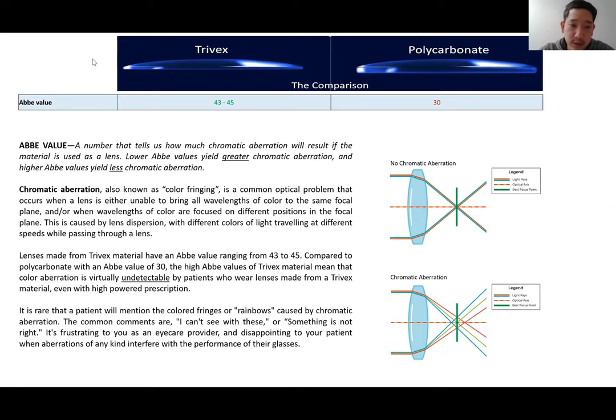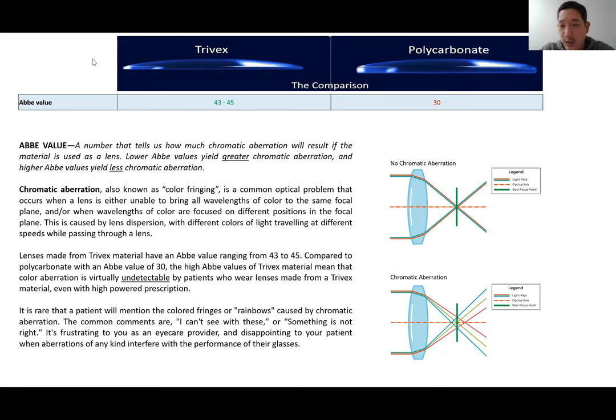This is something that we don't want. On the other hand, the image below is an example of a lens that has chromatic aberration, right? So what really happens? The colors pass through the lens, and instead of focusing at one focal point, you see the colors focusing in different directions, and this will certainly be very annoying to the patient or the customer wearing the glasses.